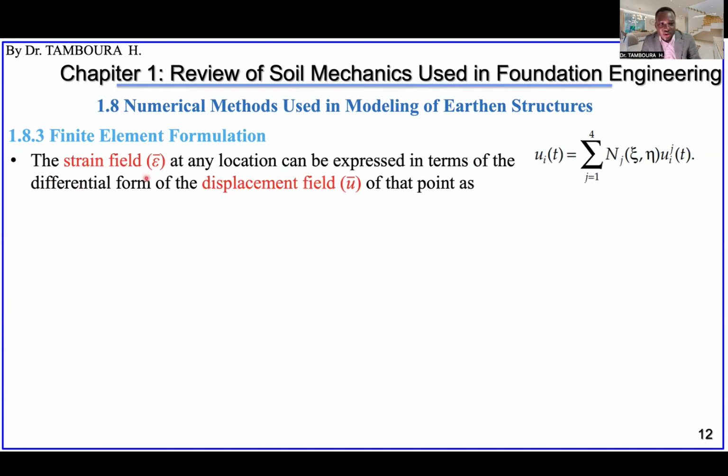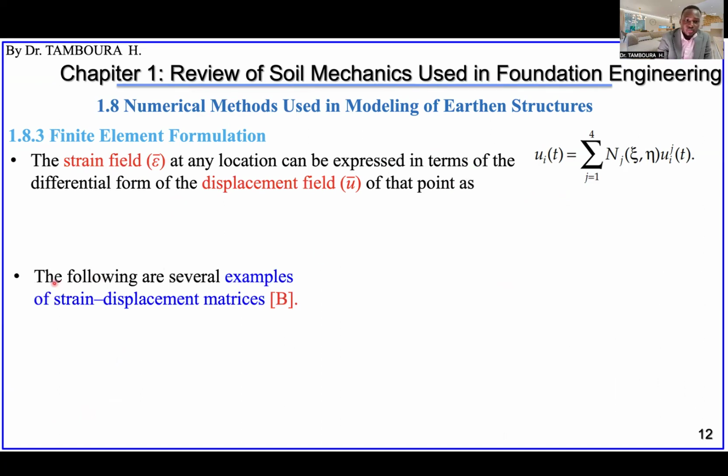So how about the strain now? The strain at any location can be expressed in terms of differentials of the displacement. Okay, so you have the displacement here, for example, and from the displacement you can obtain the strain at any point. Okay, and this is the equation, the formula for the strain here.